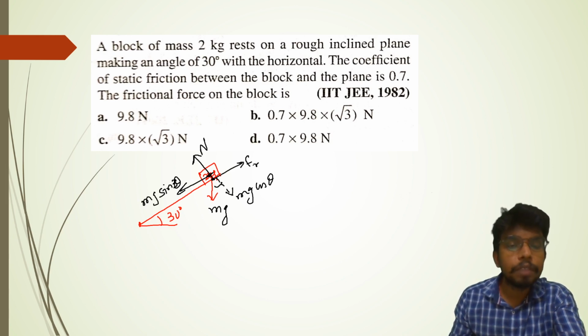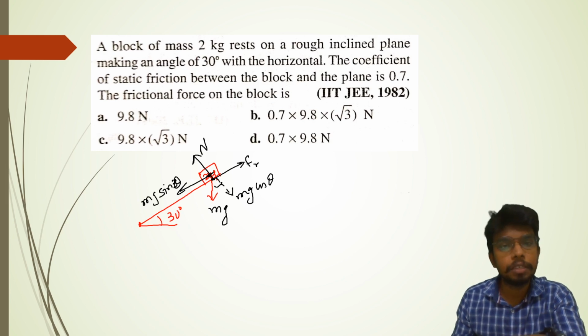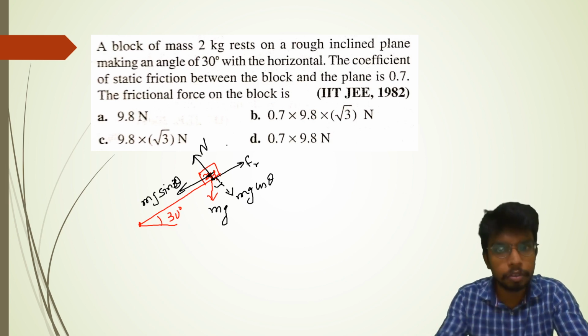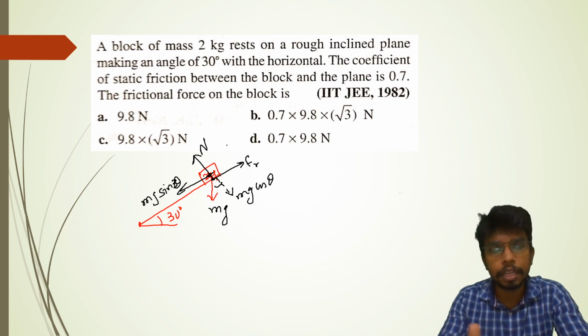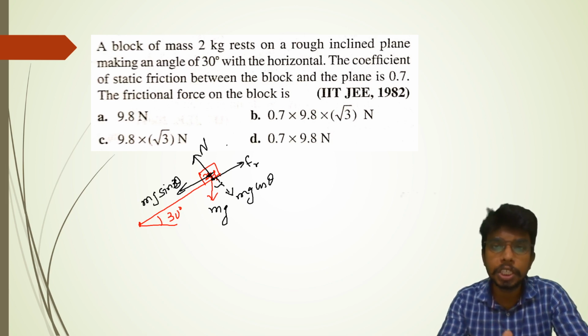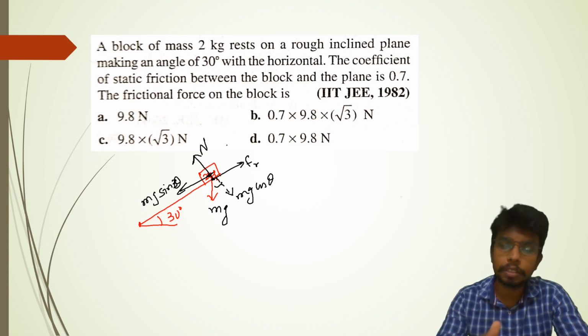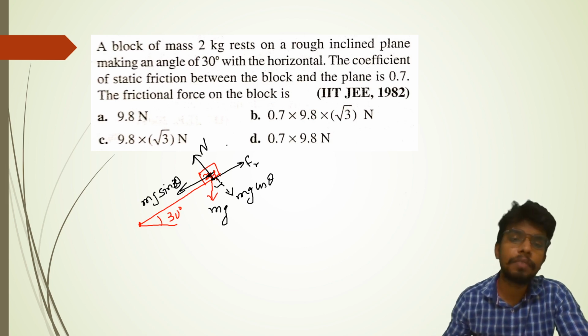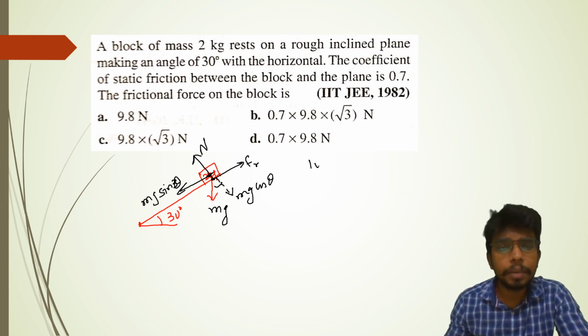And right now, if the block is at rest, that means the static friction is working, and the static friction, as you know, is dynamic. It depends. That means static friction changes according to the situation. Say for example, the maximum value of static friction can be 10 Newton, but the requirement is just 3 Newton.